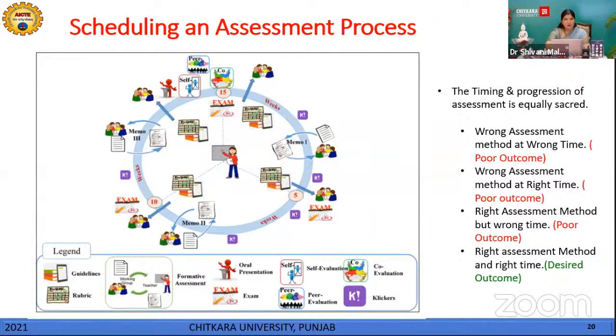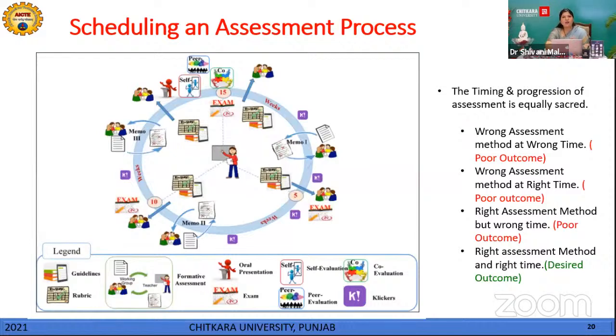So in order to do so, scheduling, I told, is most important, right? Why is it so important? Suppose a wrong assessment tool is selected, right? Say I select a demonstration or presentation in week 2. That assessment tool is not the right assessment tool for beginner level students, right? So that is what wrong assessment means. To choose the right assessment means to choose the right assessment tool for evaluation.